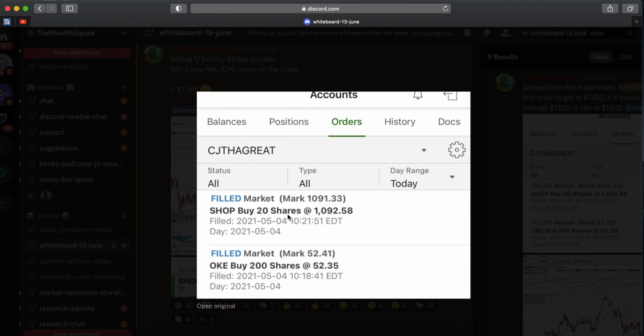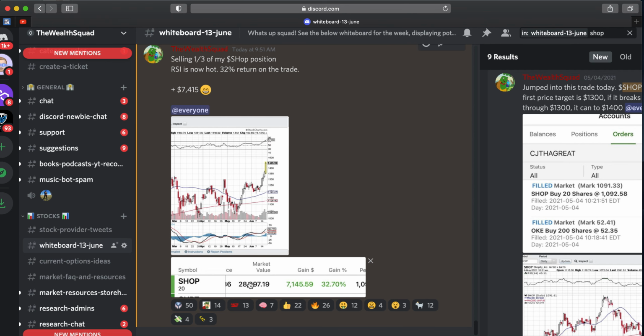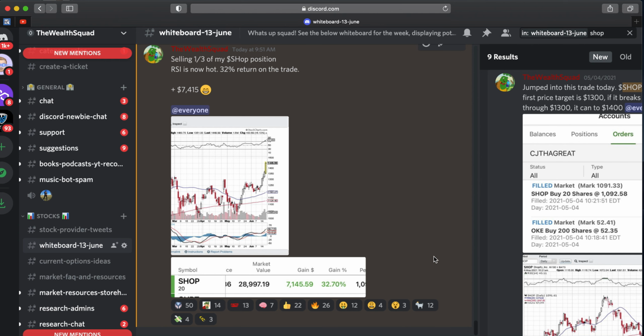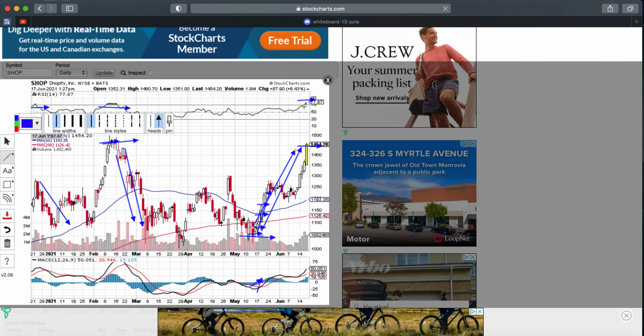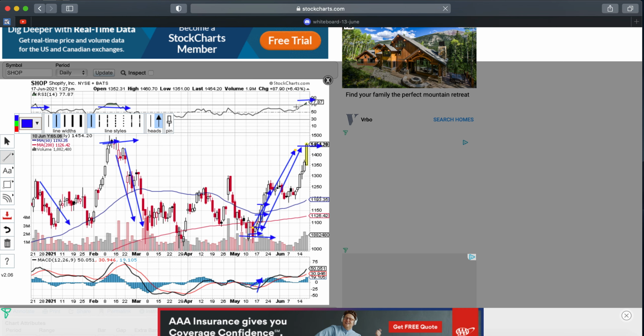So now my 20 shares are worth $28,997. I have a gain of $7,100, a 32% gain. So what I did was I sold off 1/3 of my position, 7 shares, and I'm going to let the rest of them run. I'm anticipating a pullback. I know that this stock is likely to pull back, it's most probable. So I'm going to sell off 1/3 to lock in some of that profit.